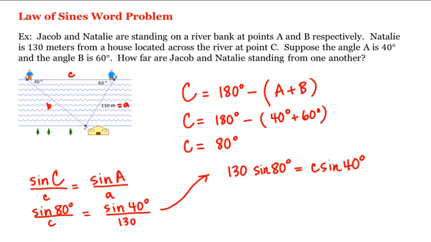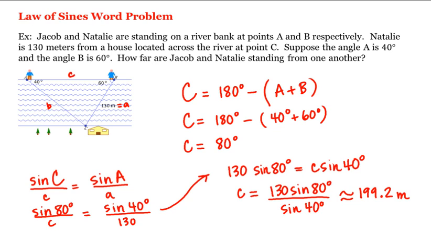And now dividing both sides by sine of 40 degrees gives us that c is equal to 130 times sine of 80 degrees divided by sine of 40 degrees. And using our calculator, we get that this is approximately 199.2 meters. So Jacob and Natalie are standing approximately 199.2 meters apart.